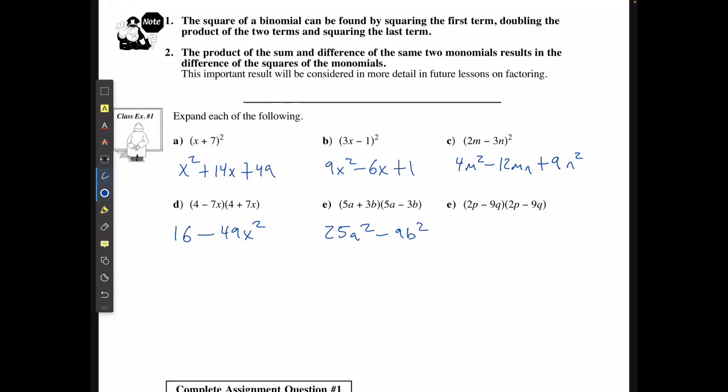Sorry about that. For F, they are both negative, so it's not going to be a difference of squares. It's going to be one of these trinomials. And I'm still going to do the same process. This is the same as 2p minus 9q squared. So I'm going to square the first term, 4p squared. I'm going to take the 2p times the negative 9q, to get negative 18pq, and then times that by 2 again, and get negative 36pq. And negative 9q times negative 9q gives me positive 81q squared.